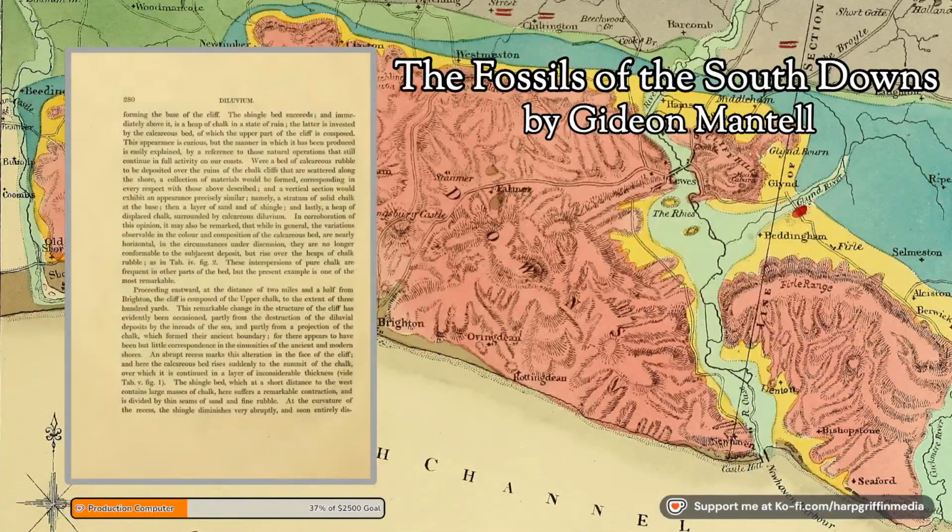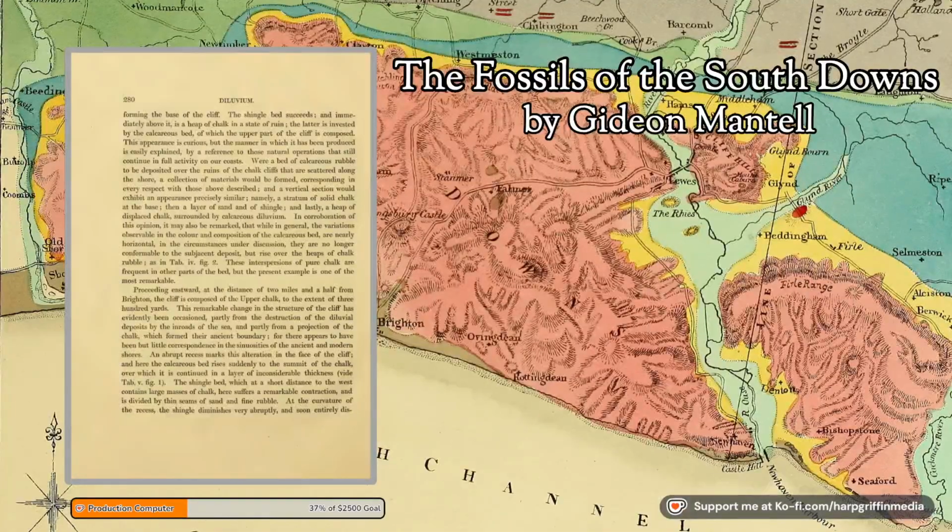Proceeding eastward at the distance of 2.5 miles from Brighton, the cliff is composed of the upper chalk, to the extent of 300 yards. This remarkable change in the structure of the cliff has evidently been occasioned, partly from the destruction of the diluvial deposits by the inroads of the sea, and partly from a projection of the chalk, which formed their ancient boundary.